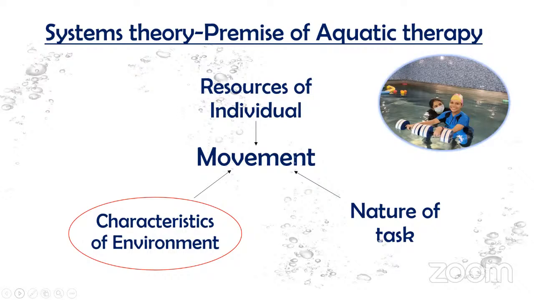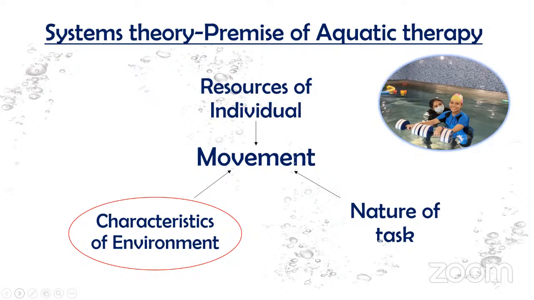So why water? So basically movement happens when there is an interaction between an individual, the resources of the individual, that's the strength, the cognition, want to move, the nature of the task that the individual has to perform, whether it's holding a mobile, whether it's walking down to school, whether it is playing in the playground, and the characteristics of the environment. So with aquatic therapy, we are changing the environment from land to water and basically leveraging the properties of water to achieve gains in the child.